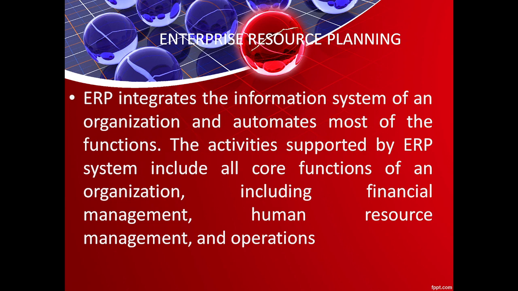So what is enterprise resource planning doing? ERP integrates the information system of an organization and automates most of its functions. All the information coming from all the departments is collaborated and automated, and operates as a central information system. Activities supported by an ERP system include all core functions of the organization, including financial resources, human resources, marketing and operations.